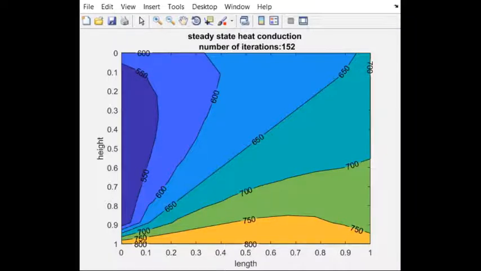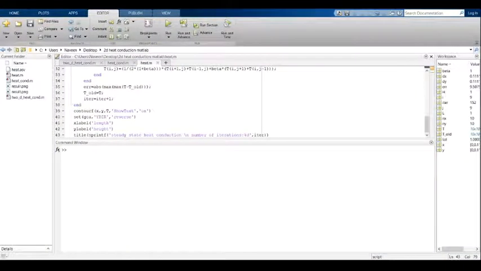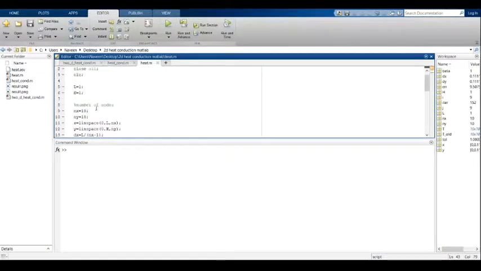Why is it taking a smaller number of iterations? Because I gave nx and ny, the number of nodes, as 10 by 10, which is 100 only. So it is not smooth. If I increase the number of nodes to a certain level, it will become smooth. So let's do that. Now I'm increasing the number of nodes from 10 to 100, and let's check.